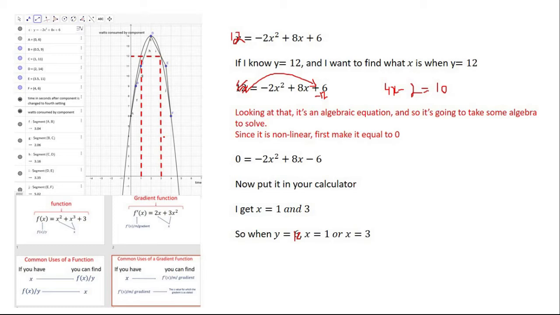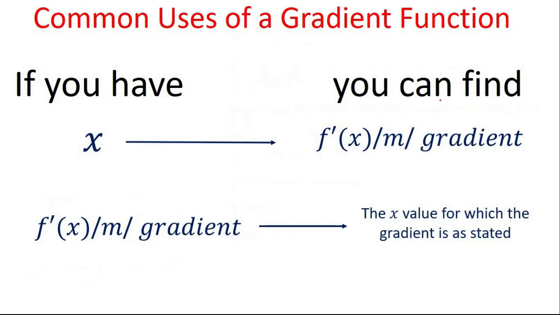It happens 2 times. The first time there's 12 watts consumed is after 1 second, and then because it starts powering down or whatever, after 3 seconds again it's 12 watts. Again, absolutely amazing. If you know x, you can find y, and in this case, we knew y. We were able to find all the x's for which that is true. Remember what I said about this algebra part. If you do not focus on this, you can kiss the credits goodbye.